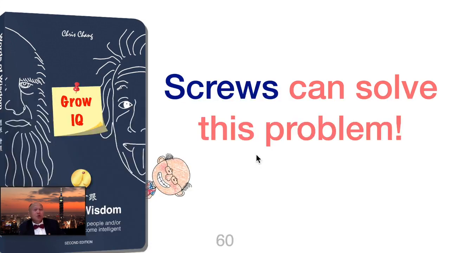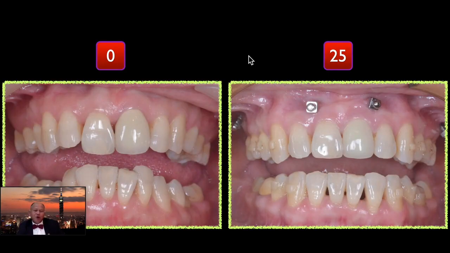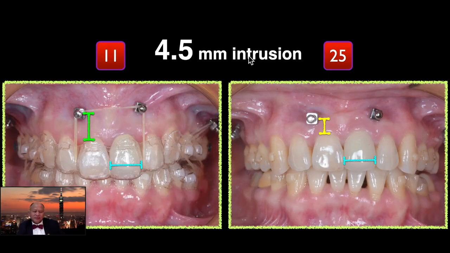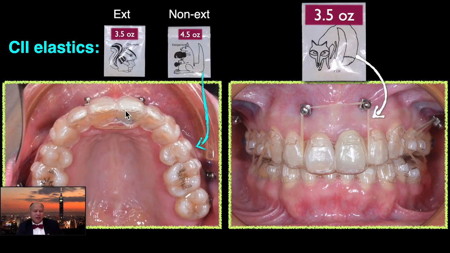Don't worry, we can solve this problem. What I did is I put 4 mini screws like this, and look at that. Using these screws, I was able to intrude the incisors 4.5 millimeters. Wow, that's a huge anterior intrusion. And I did some frenectomy right here. The way I did it is I wear this anterior elastic. I can reposition the frenum higher.